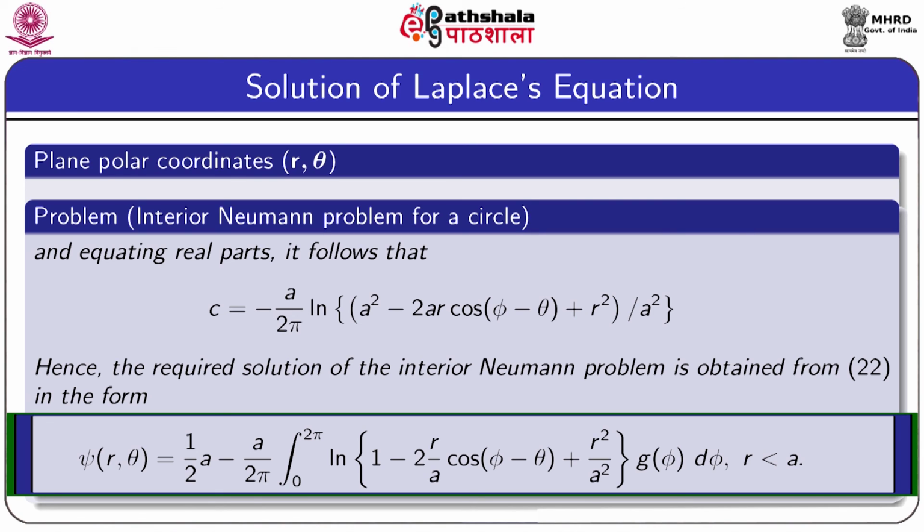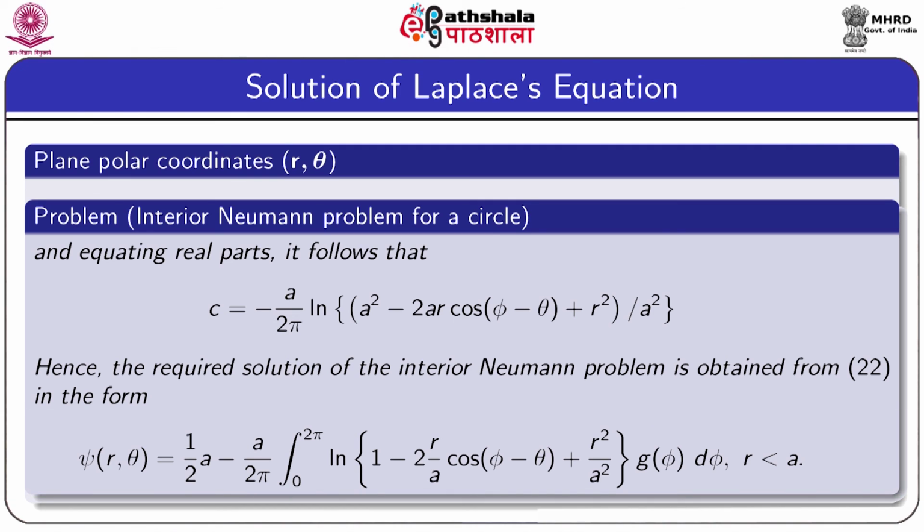Then psi equals half a0 minus a by 2 pi integration 0 to 2 pi log of 1 minus 2 r by a cos phi minus theta plus r square minus a square, g phi d phi, where r is less than a.